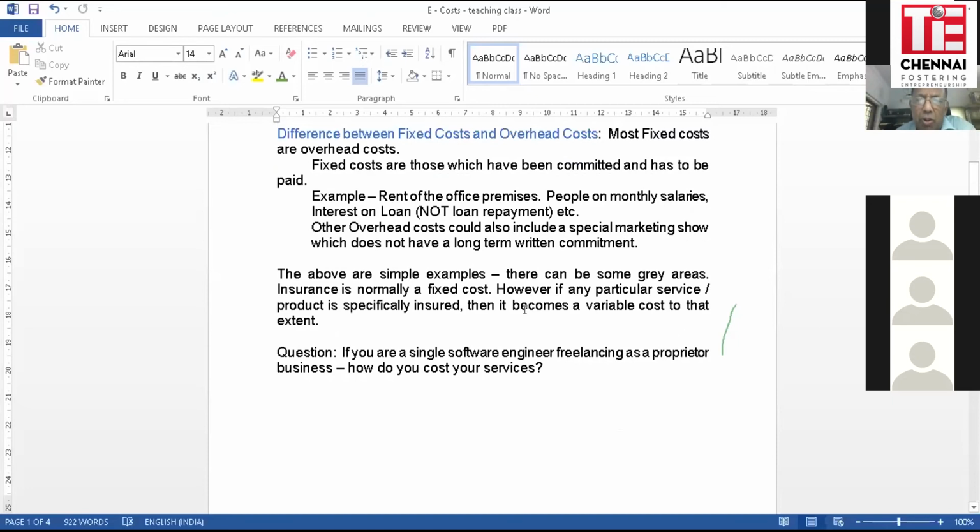Now, there could be some gray areas. I saw some of the questions earlier in terms of insurance. Insurance, there are two kinds of insurances basically. The insurance that you take on your plant and machinery, if you have, or the insurance you take on your building, if you own the office, or the interiors that you have done. These are all fixed costs because these things are there and you have to pay the insurance. Otherwise, if something goes wrong, you will not be covered.